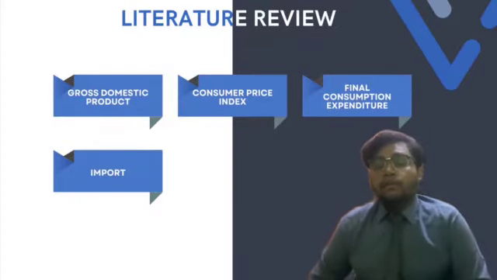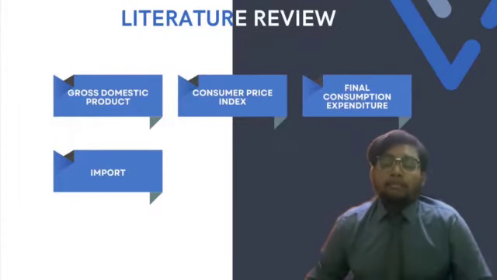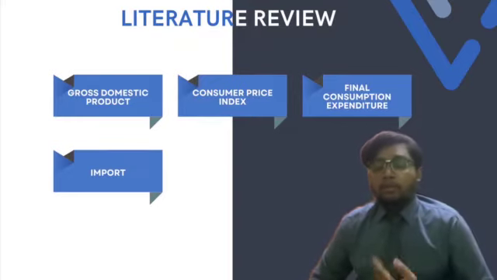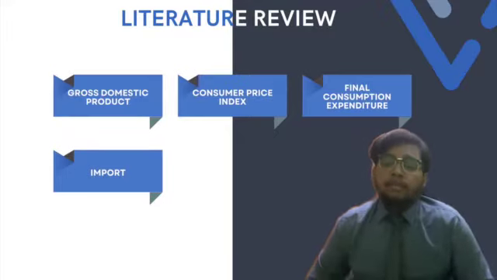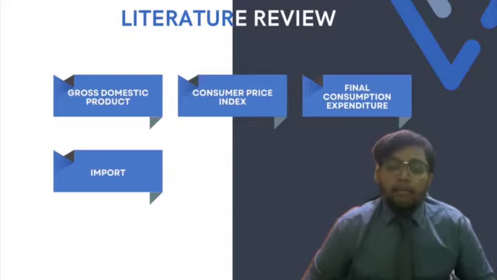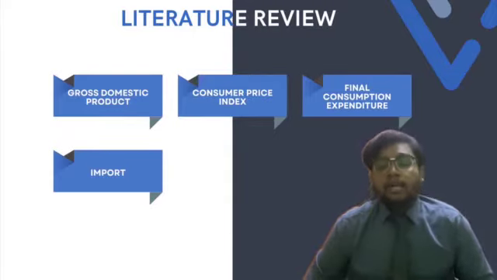A literature review is a document that summarizes and demonstrates knowledge and grasp of the scholarly literature on a particular topic in a reference. These are our variables in the study. The first variable is gross domestic product as our dependent variable, and the other 3 variables are independent variables, which are consumer price index, final consumption expenditure, and import.